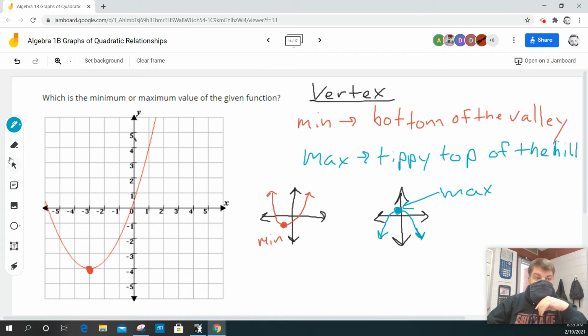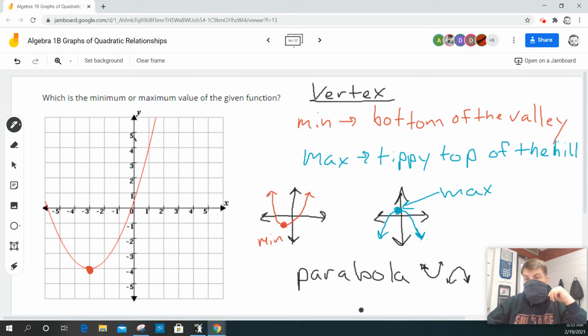So this U shape, all quadratics will have what we call a parabolic shape, or just it's a parabola. And that just means it's U-shaped. It looks like this, or it looks like this. It's a conic section. Okay?